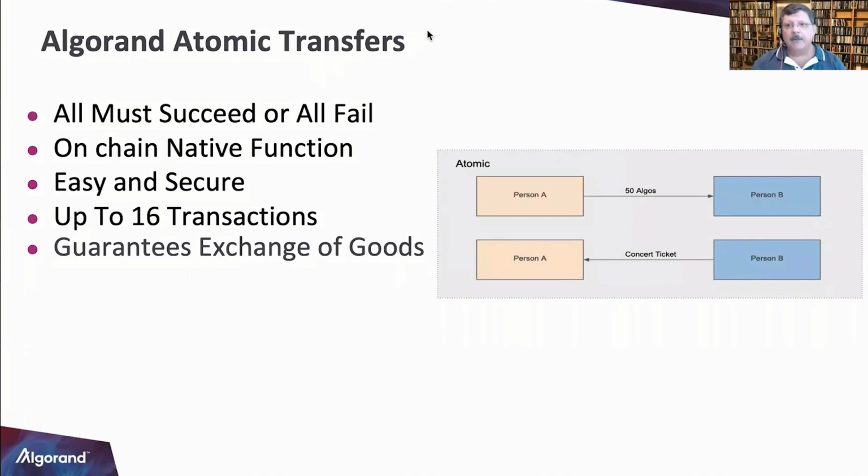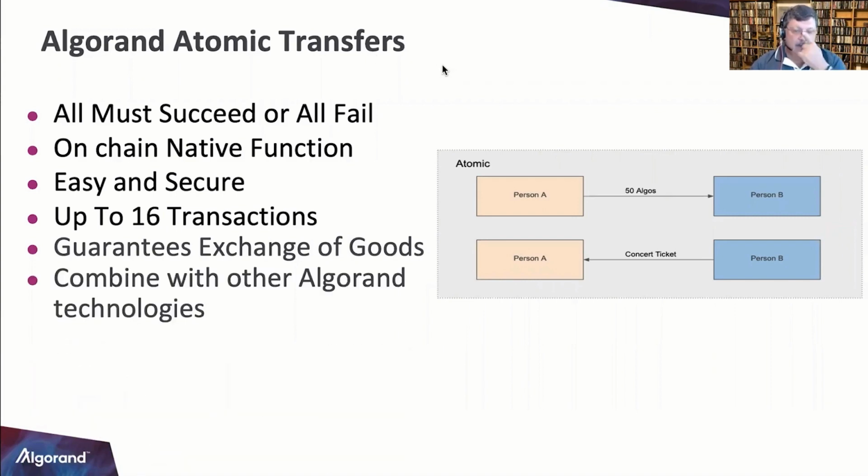So if you look at the diagram at the right, an atomic transfer example might be person A is going to spend 50 algos and person B is going to receive it in exchange for person B sending a concert ticket to person A. So if person A sends 50 algos to person B, but they don't send the concert ticket back, everything's null and void. It's like person A never sent the 50 algos. And then you put time parameters within a certain amount of time, that sort of thing. But the idea is very simple there, and that's it.